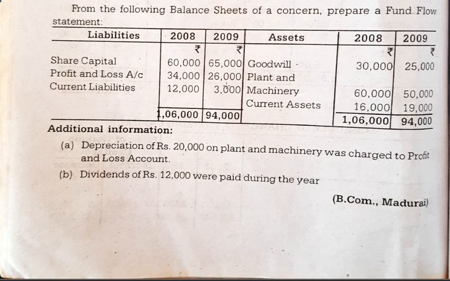Liabilities 2008, 2009; assets 2008, 2009. Goodwill 30,000 and 25,000, plant and machinery 60,000 and 50,000, current assets 16,000 and 19,000, share capital, under that profit and loss account 34,000 and 26,000, current liabilities 12,000 and 3,000, total 1,09,000 and 94,000. See, current assets go first, then current liabilities has to be entered. Then other items to be entered gradually.